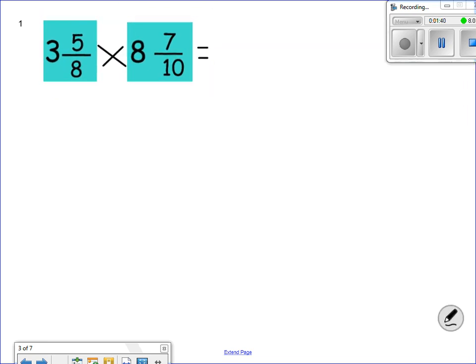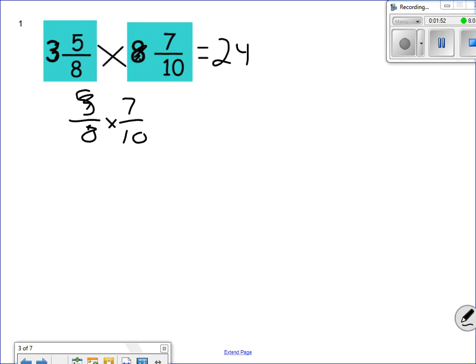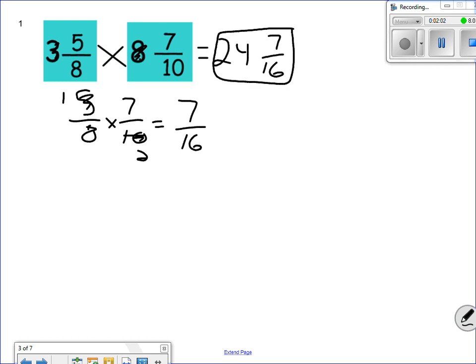Some of you will take the 3 and the 8 right away, get yourself a 24, right? And then you're going to take 5/8 times 7/10. Okay, you're going to cross reduce because you've been working on that. So this becomes divide by 5, divide by 5. You're going to multiply across, get 7/16. Okay, some of you are going to want to do that.